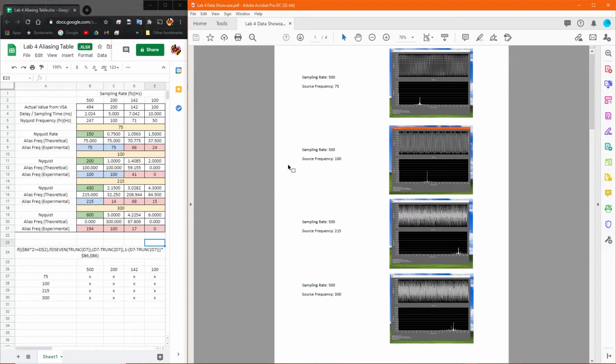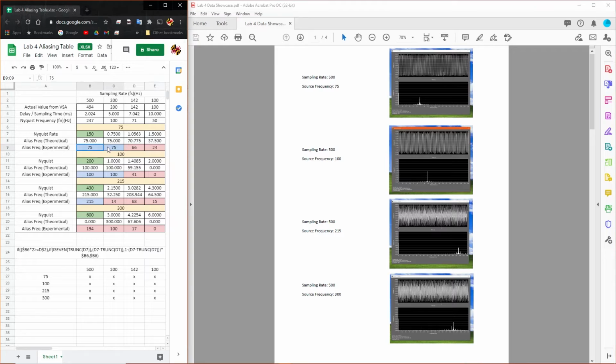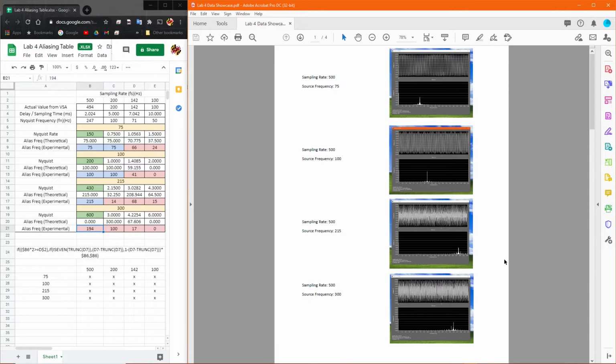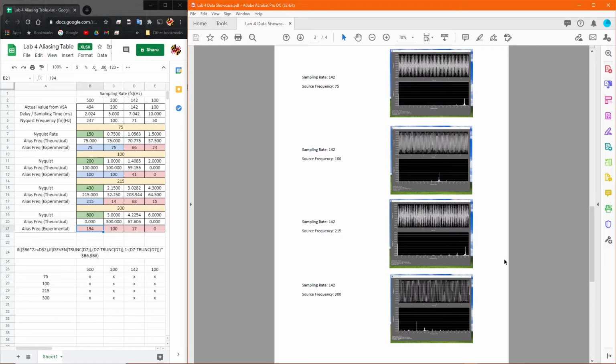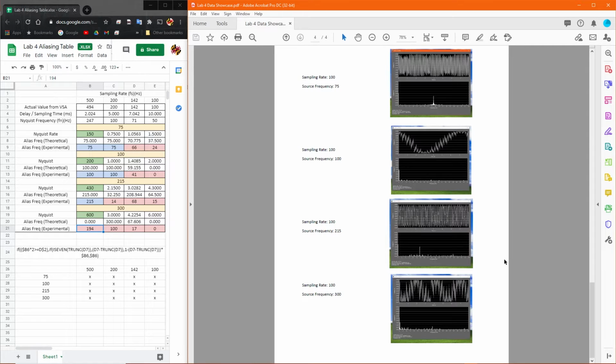This is my collection of screenshots from my collected data, and the table over here is my data table. So this is going to show in blue the sources that do not show any signs of aliasing, and in red those that do. So for here, at a sampling rate of 500, the only thing that showed aliasing was our 300 Hertz source. So this graph here, and I could quickly go through these and you can see, based on the table for yourselves, those which showed aliasing. So for 500 Hertz sampling rate, 200, 142, and then 100.